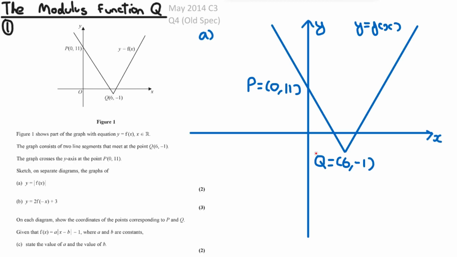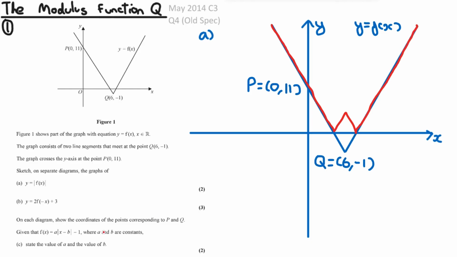So for part A, we need to sketch the graph y is equal to the modulus of f of x. So remember, for this we reflect anything that is below the x-axis on top of the x-axis. So this part here is fine. This here will just remain the same because it's on top of the x-axis, so this will be unaffected. So this is like this, but this part is below the x-axis, so this is going to get mirrored on top of the x-axis, like this, and then this part here is also fine because this is already on top of the x-axis.